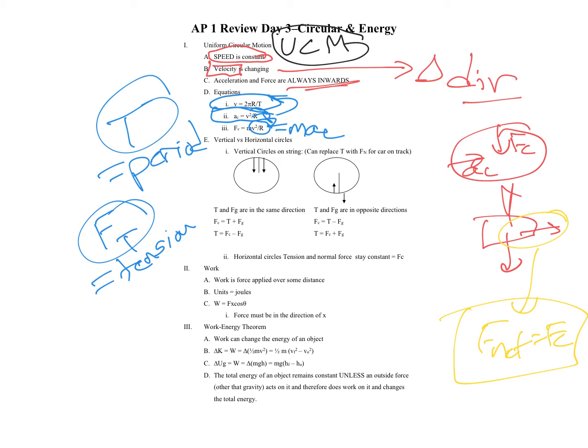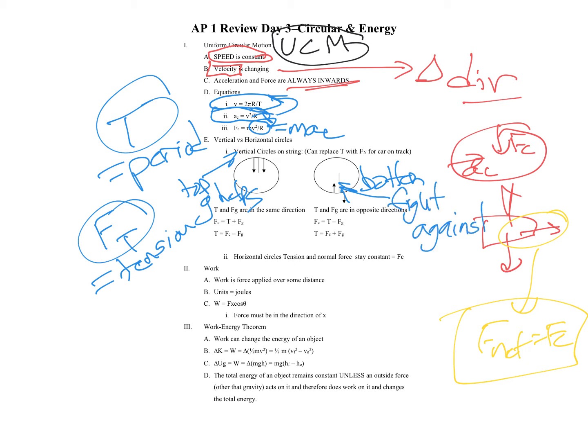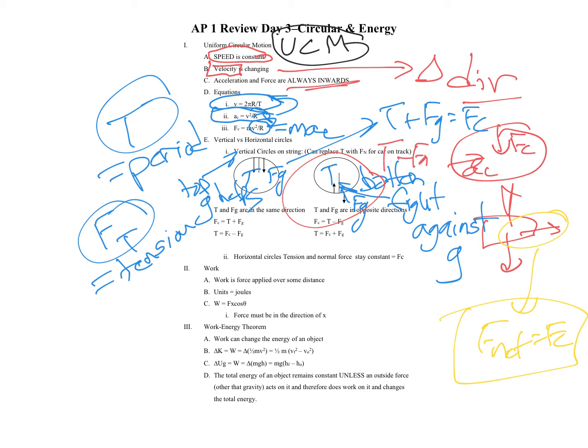If you're doing vertical circles, you have forces. So remember at the top, gravity helps. And at the bottom, which is down here, you fight against gravity. So this would be like T or N and FG at the top, and this would be T and FG at the bottom. So in one case, you add them together, right? So when I'm here, T plus FG equals FC, and for this one, you would subtract, T minus FG equals FC.